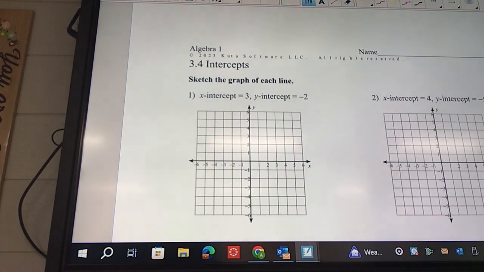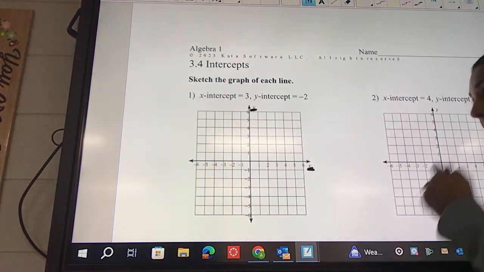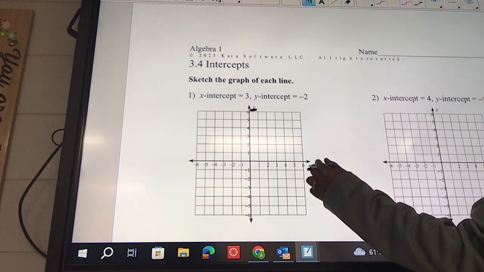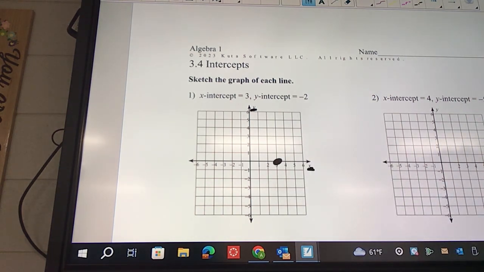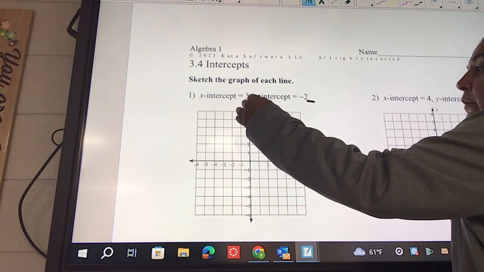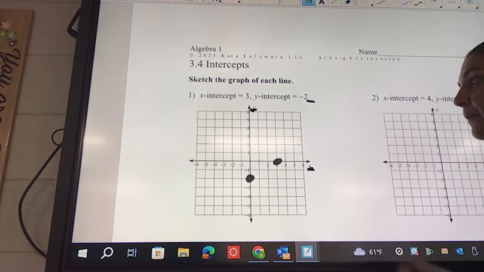So when we're looking at this on the graph, there are two pieces to a graph really, the X line and the Y line. On these very first ones, they want you to sketch the graph of the line. We see here that the x-intercept is at 3, so we go to the x line, find the 3 and put a dot. Then it gives us our y-intercept. We go to the y line, which is this entire line, and travel to -2 and put a dot.